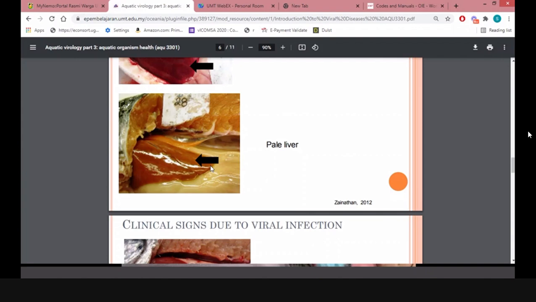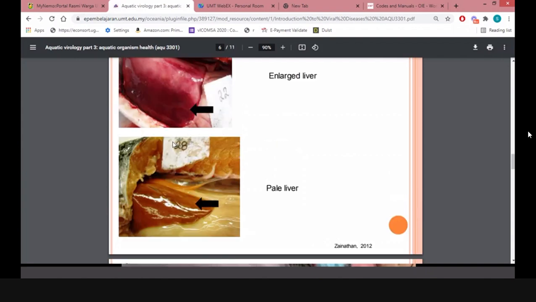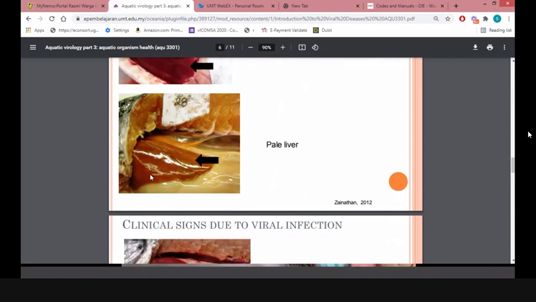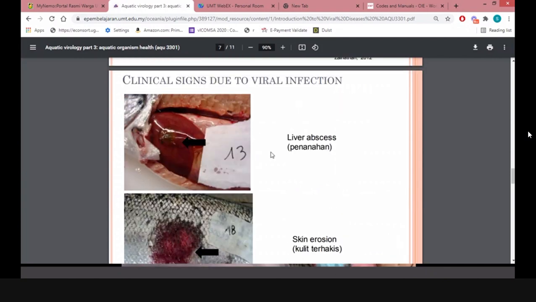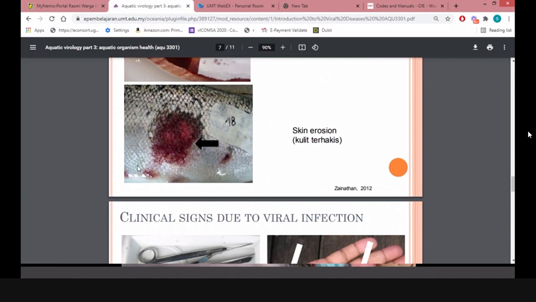Pale liver, sepatutnya liver ni warna merah macam ni ya. So this is due to lack of red blood cells. And this is known as liver abscess ataupun penanahan. Penanahan ini disebabkan oleh jangkitan bakteria. So bukan saja it does not only occur in liver but also in other organs. Okay, so this is known as skin erosion or kulit terhakis.